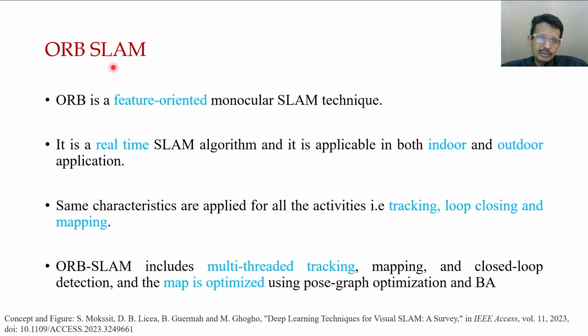Now one thing, this is ORB-SLAM, that is important. ORB is a feature oriented monocular SLAM technique. It is a real-time SLAM algorithm and it is applicable in both indoor and outdoor applications. Its characteristics apply to all activities: tracking, loop closing, and mapping. ORB-SLAM includes multi-thread tracking and mapping and closed loop detection. The map is optimized using pose graph optimization and bundle adjustment.